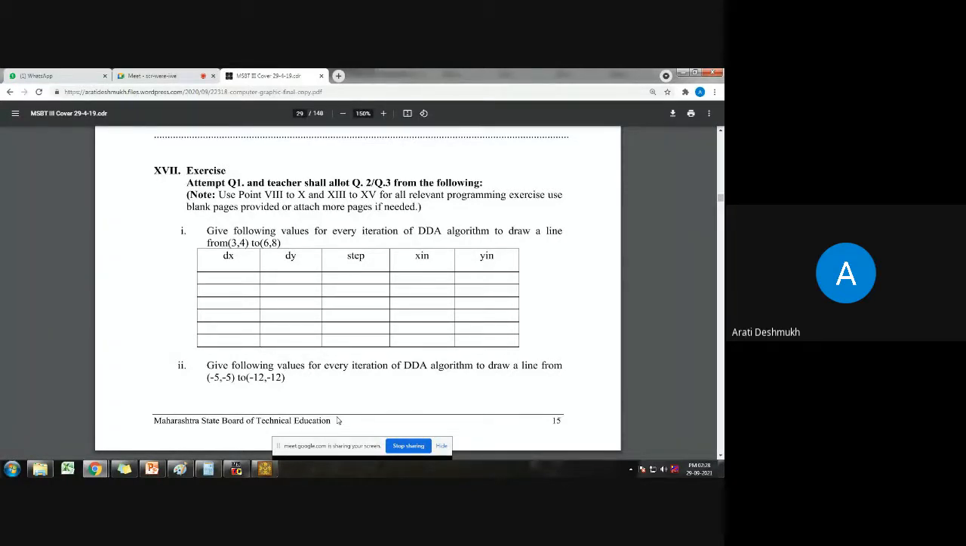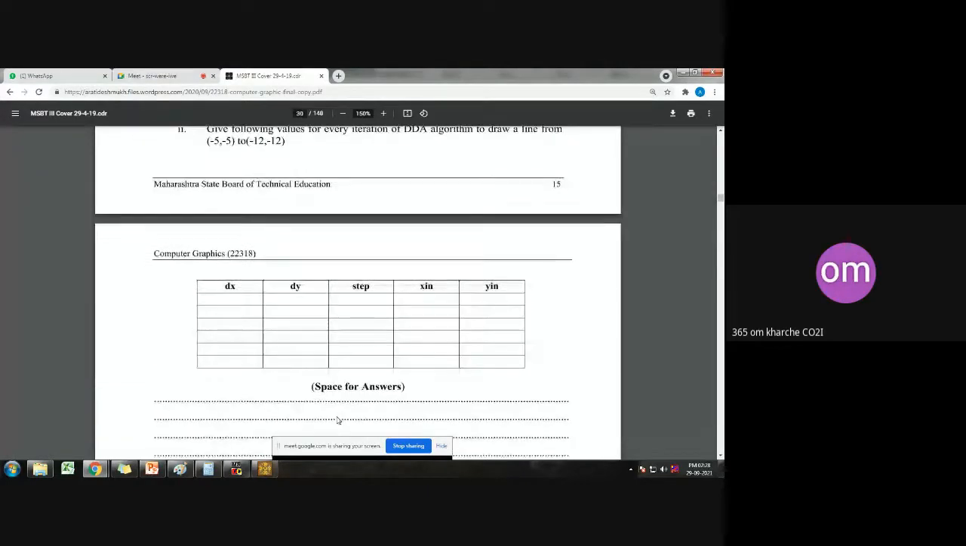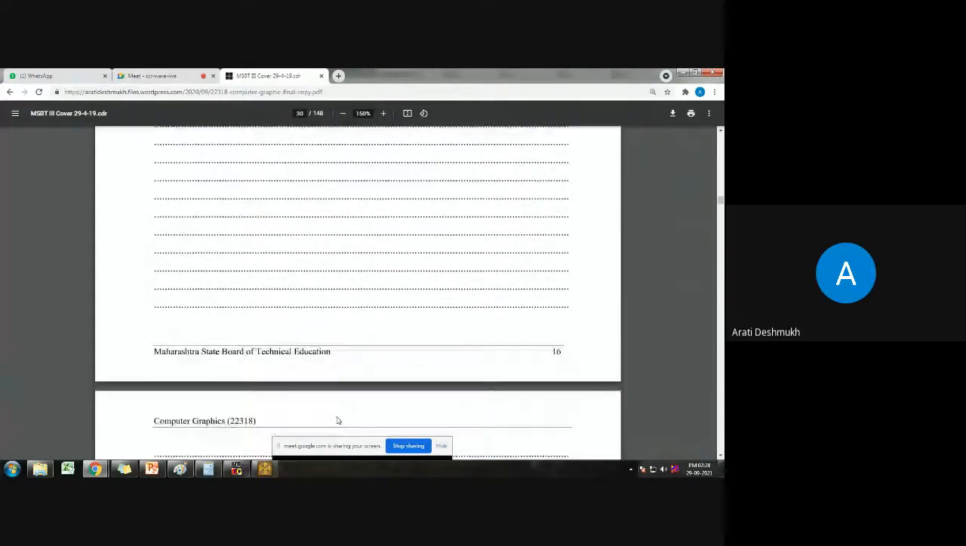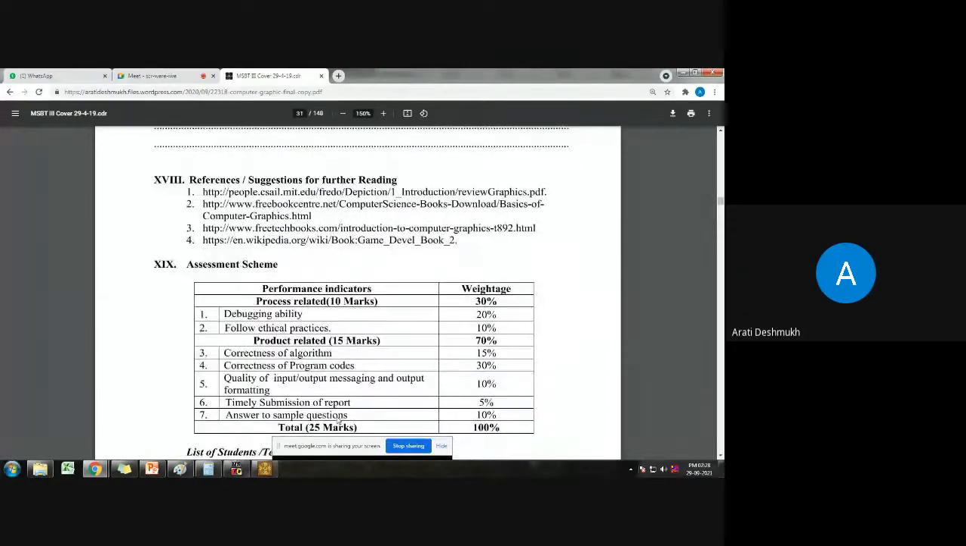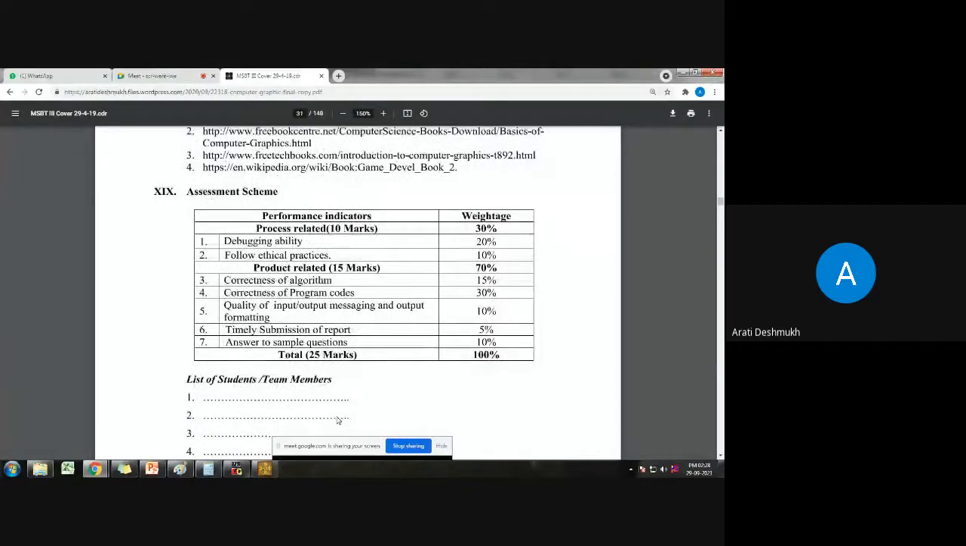The points are 3, 4, 6, 8, and -5, -5, -12, -12. It was learned in the morning. Does everyone remember it? Yes, ma'am. So complete experiment number 2 and attach it in the classroom today itself.